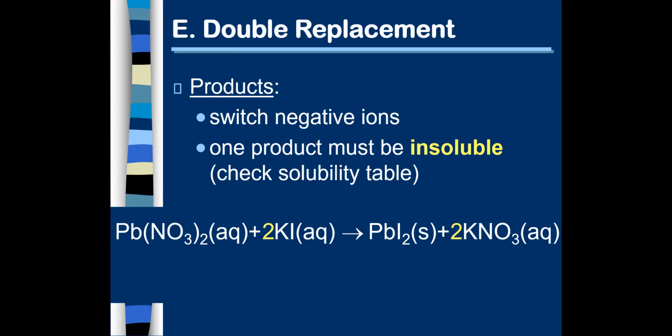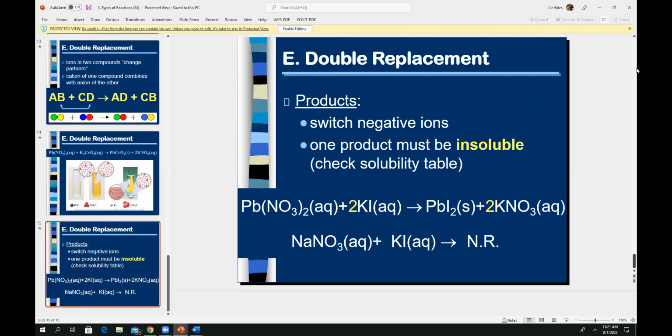And there's your balance. And then sodium nitrate and potassium iodide. Okay, both of these are going to be soluble because sodium iodide and potassium nitrate are both going to be soluble. Therefore, the reaction will not happen. And that's how that works. All right, and that's your 5 types of reactions.